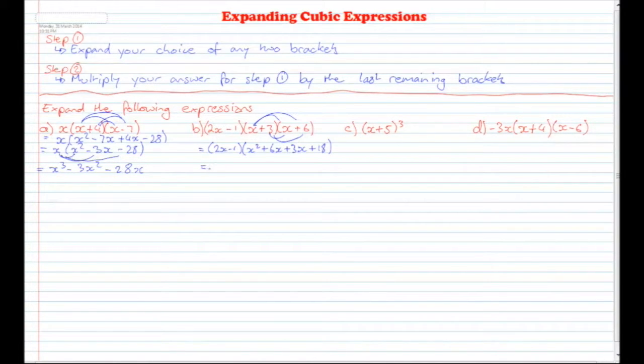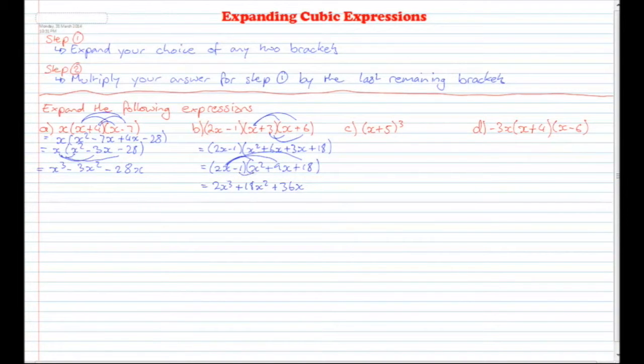Go through and collect like terms now, so you get 2x minus 1, bracket x squared, plus 6x plus 3x is 9x, plus 18. And then we get 2x minus 1, so now what we do is we multiply these together. You get 2x times x squared gets us 2x cubed. 2x times 9x is plus 18x squared. 2x times 18 is plus 36x.